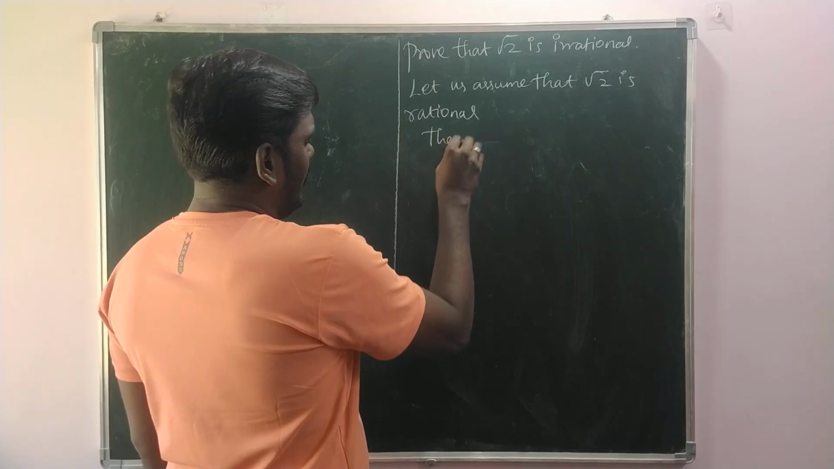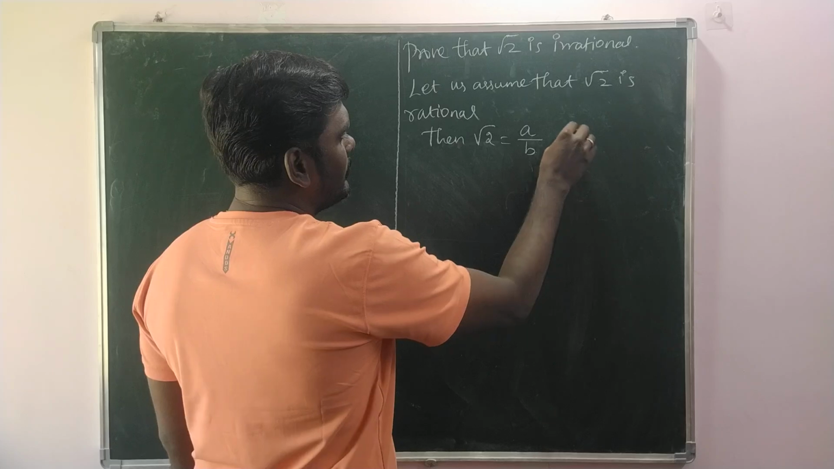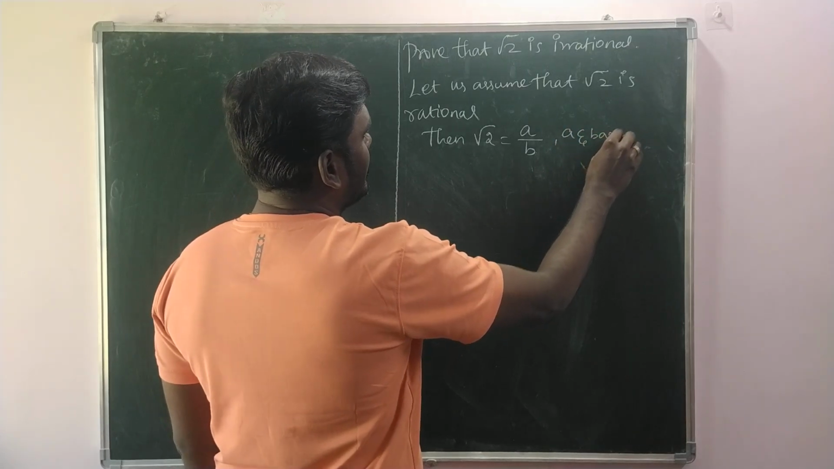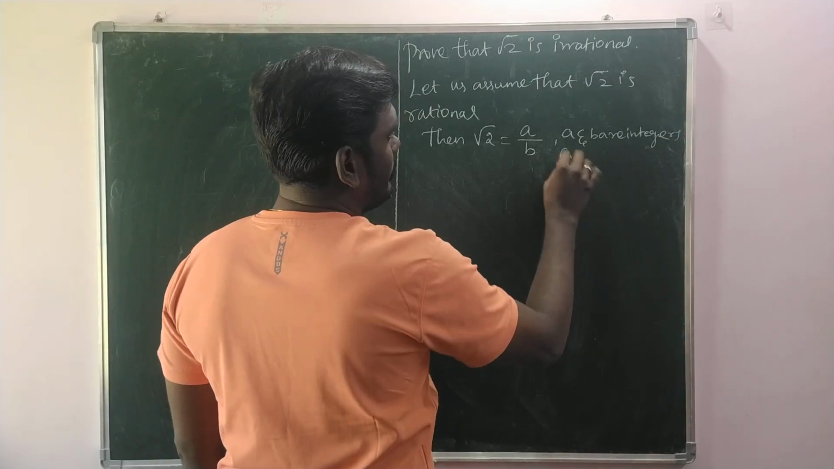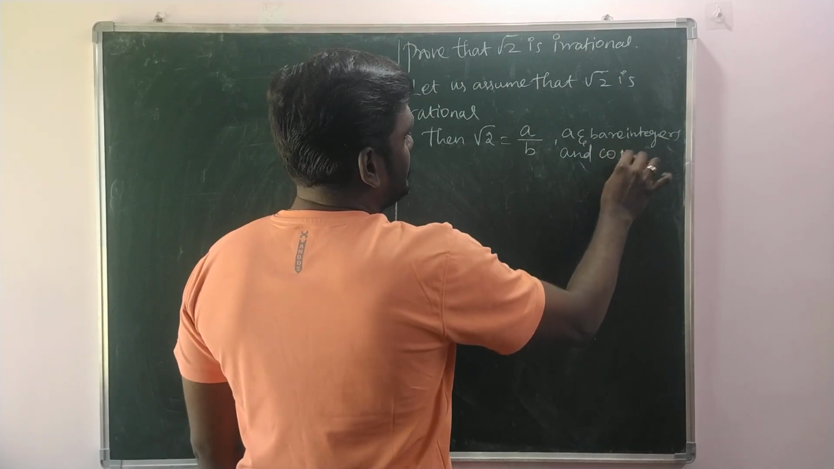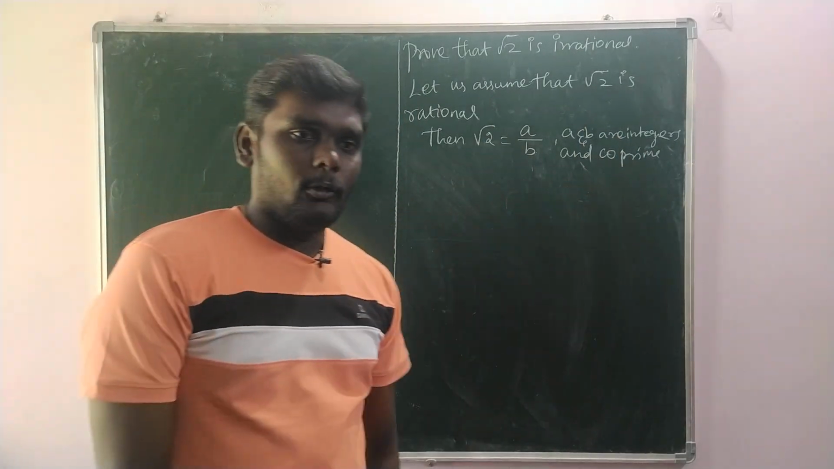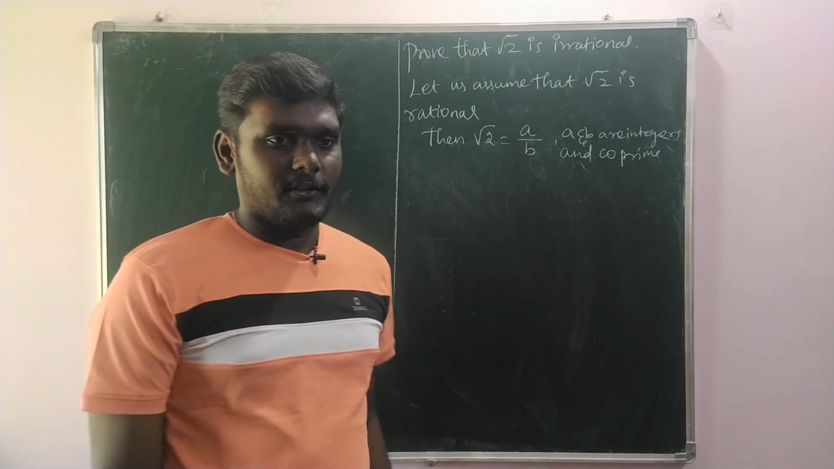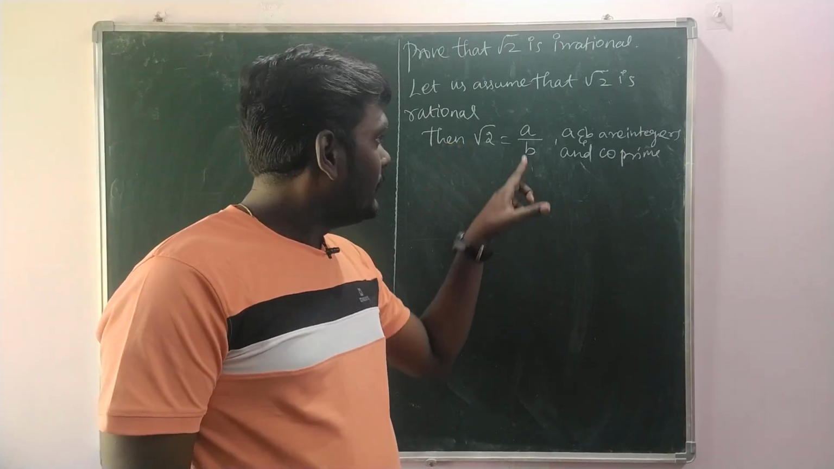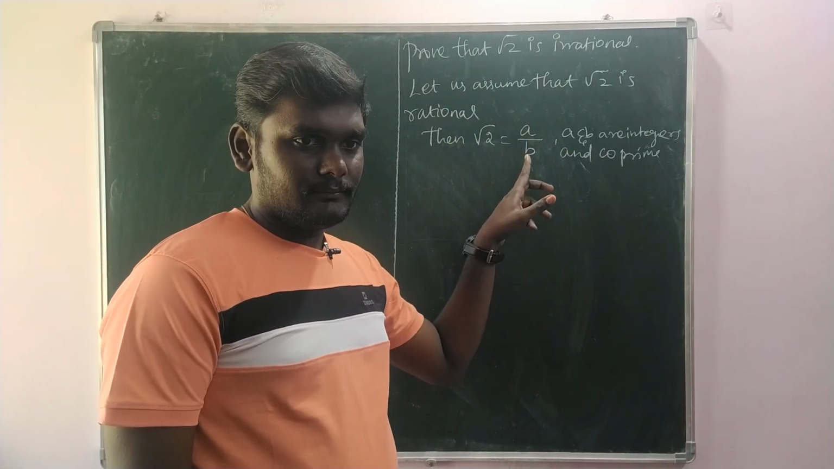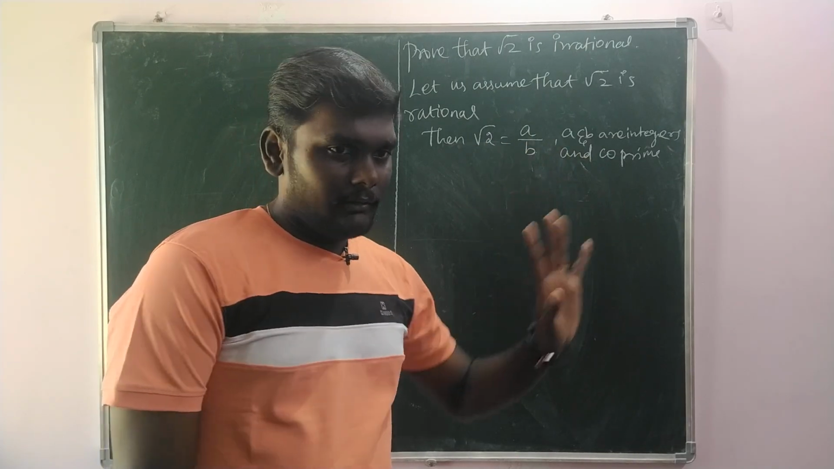Rational means then we can write this root 2 in the form of a by b, where a and b are integers and co-prime. Okay, they are integers and co-prime. Co-prime means it is in the simplest form of the fraction. Now cross multiply and simplify. Now what you are going to prove is these numbers are not co-prime. Then this cannot be a rational number. That is what we are going to prove.